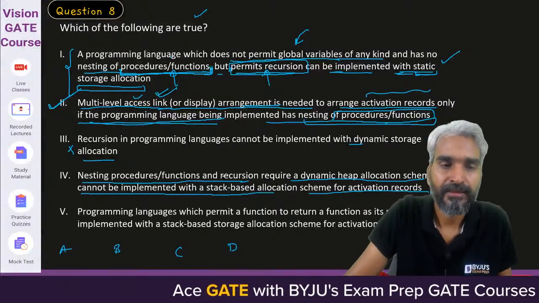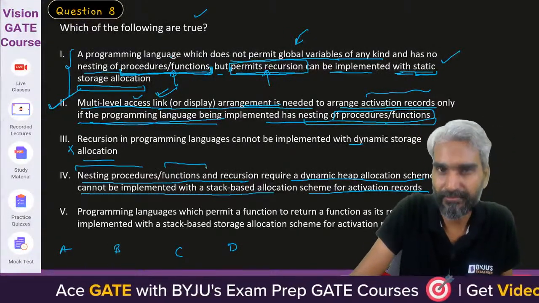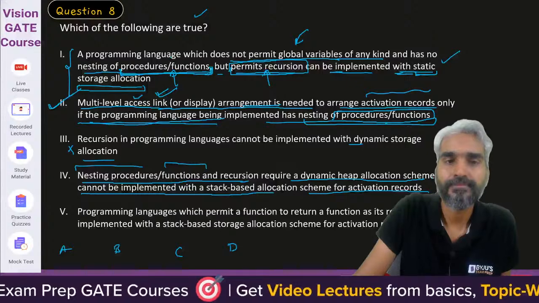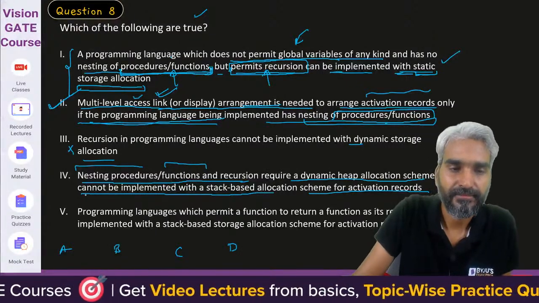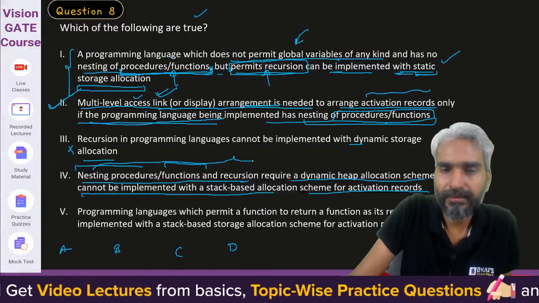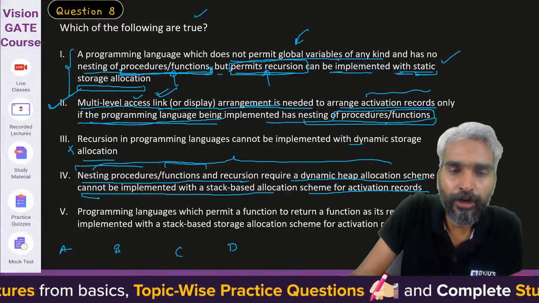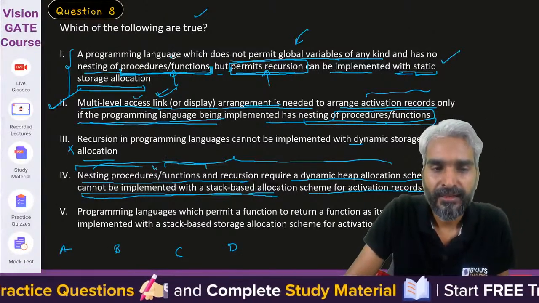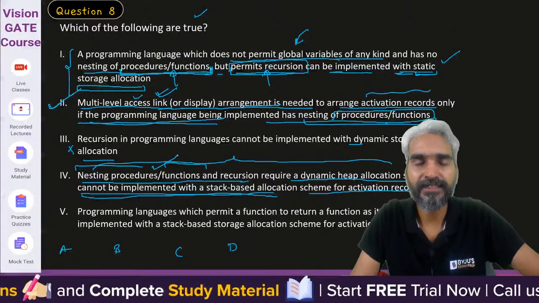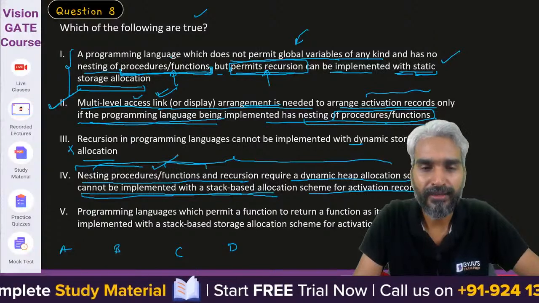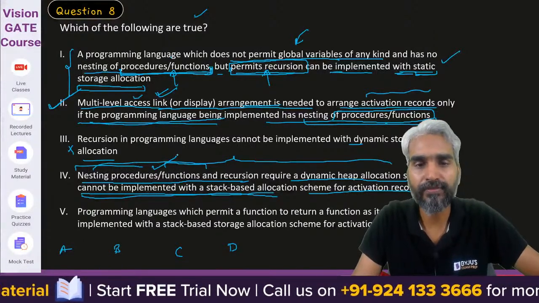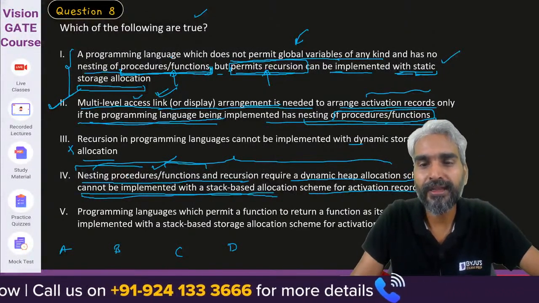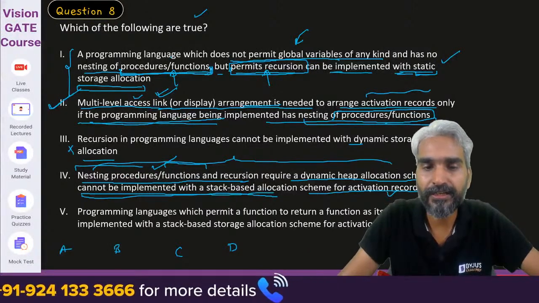Tell me. Nesting procedures or functions, basically a function calling another function, requires a dynamic heap allocation scheme. Do they require dynamic heap allocation scheme? And cannot be implemented with a stack allocation scheme. Can they not be implemented with the stack allocation scheme? Please tell me. This is the concept. Why do we use the stack when you are using the concept of nested procedure calls or recursion? Then to implement the recursion, you will require the pushing of activation record into the stack.